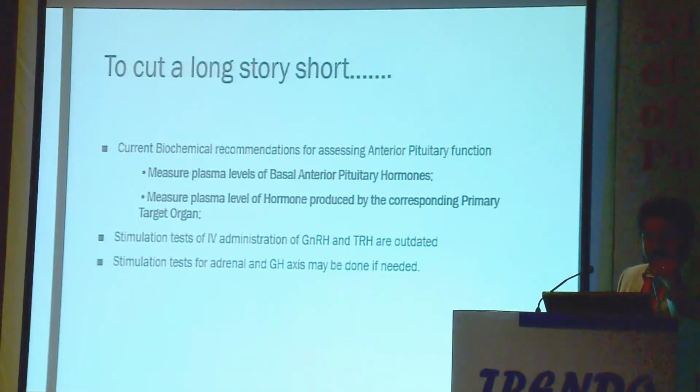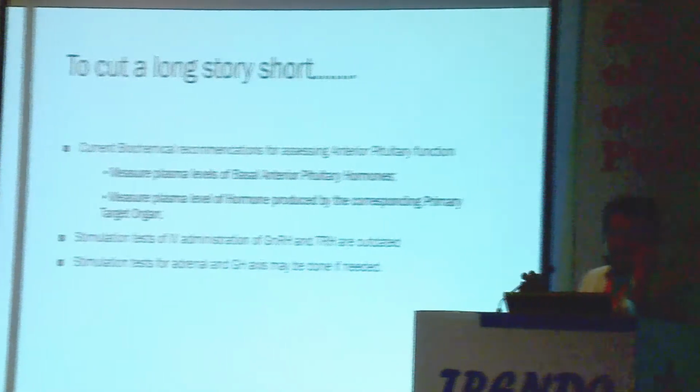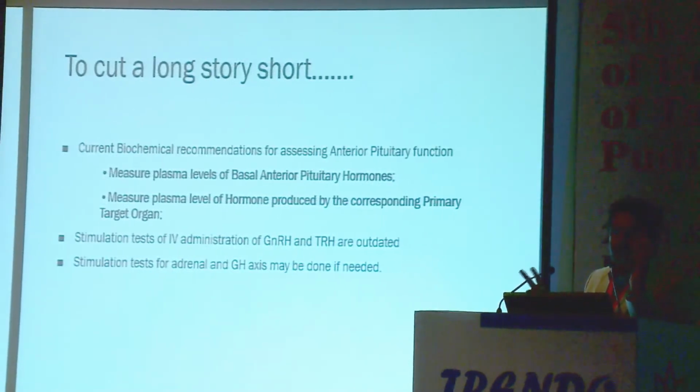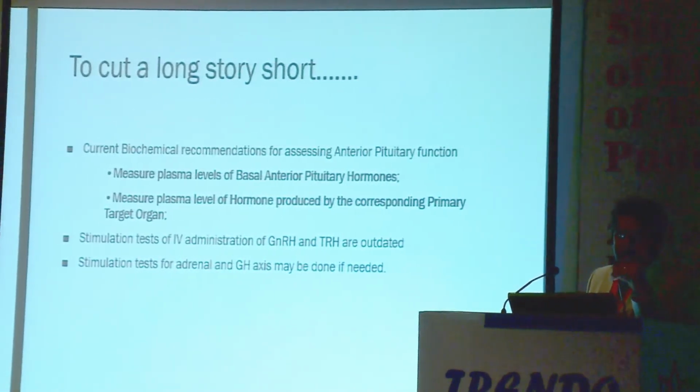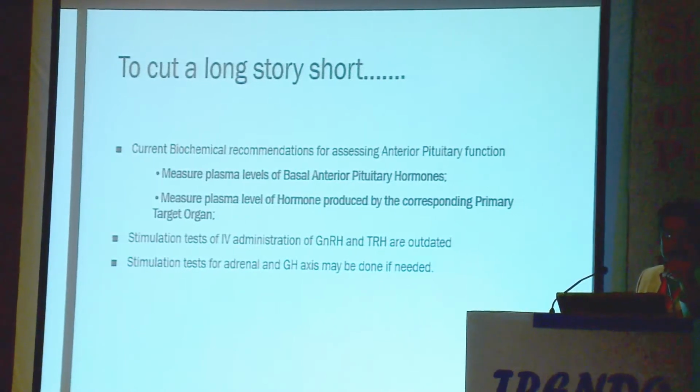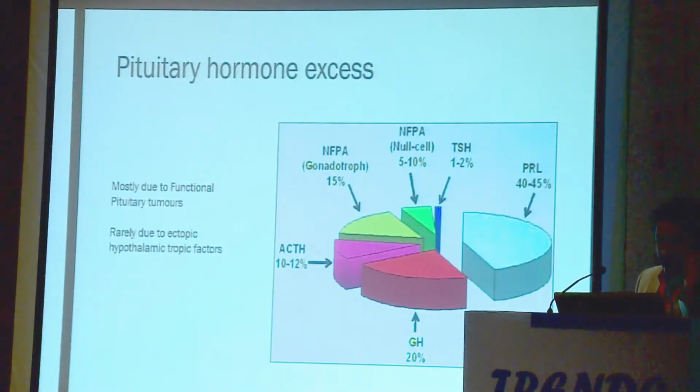So to cut a long story short, the current biochemical recommendation for assessing anterior pituitary function is that in most clinical conditions we just measure the plasma levels of basal anterior pituitary hormones, and measure the plasma level of the hormone produced by the corresponding primary target organ. These two should clearly indicate whether the pituitary dysfunction is there or not. Stimulation tests may be reserved for specific conditions, especially when you suspect isolated growth hormone deficiency.